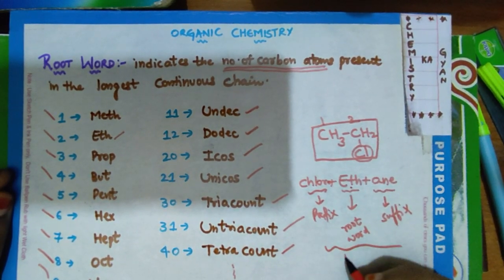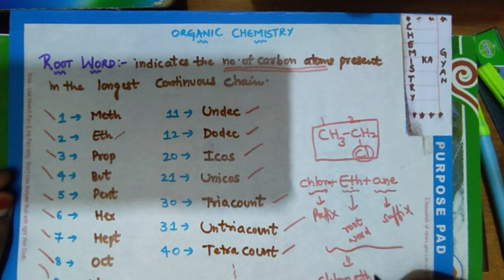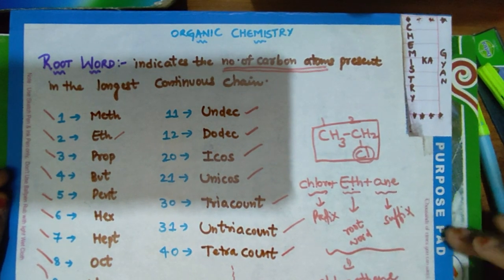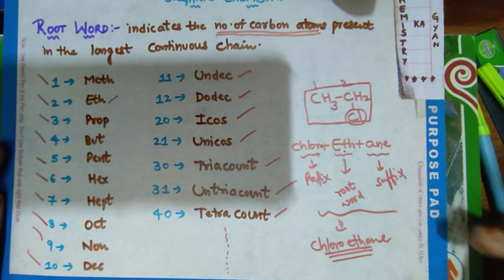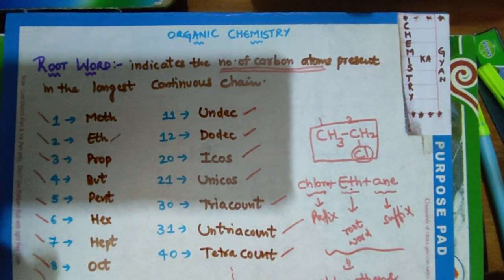So overall you could write it as chloroethane. Now the next part is the suffix.